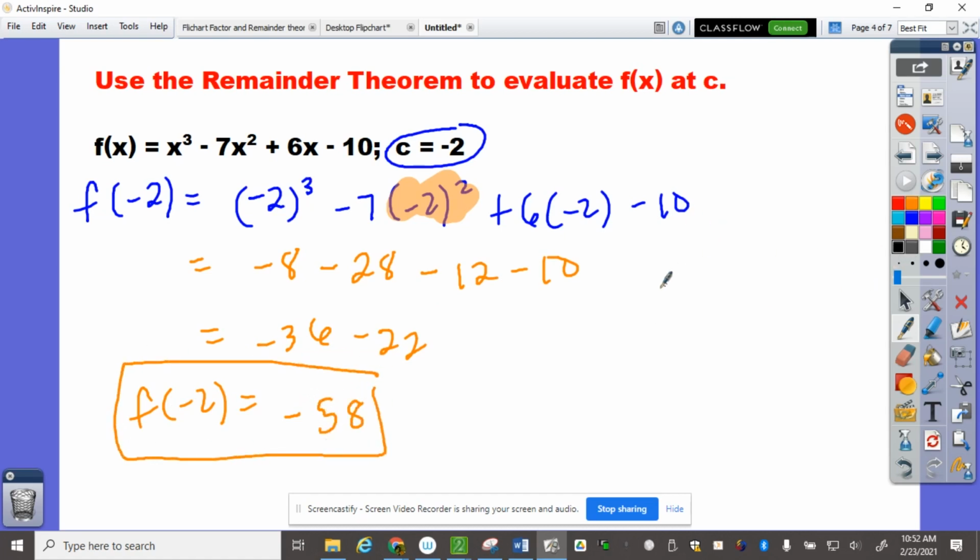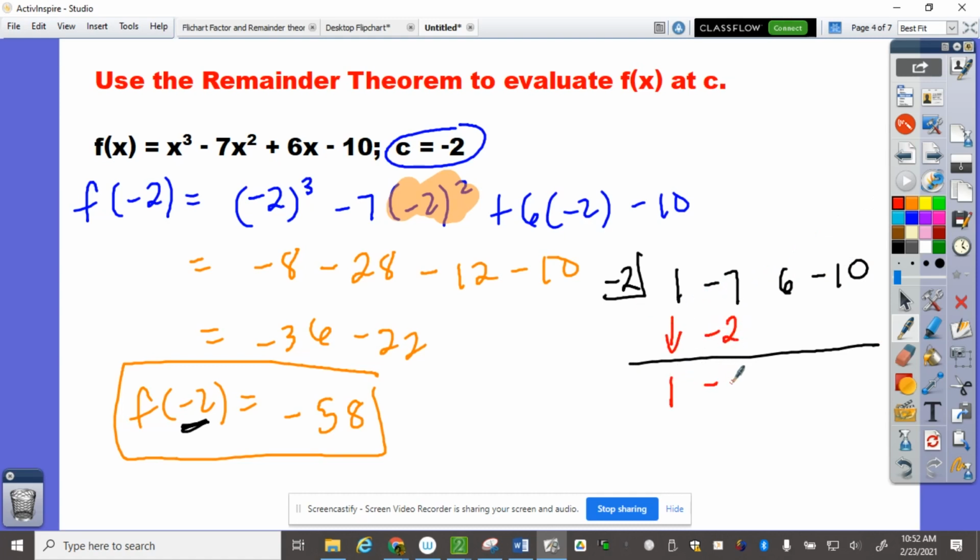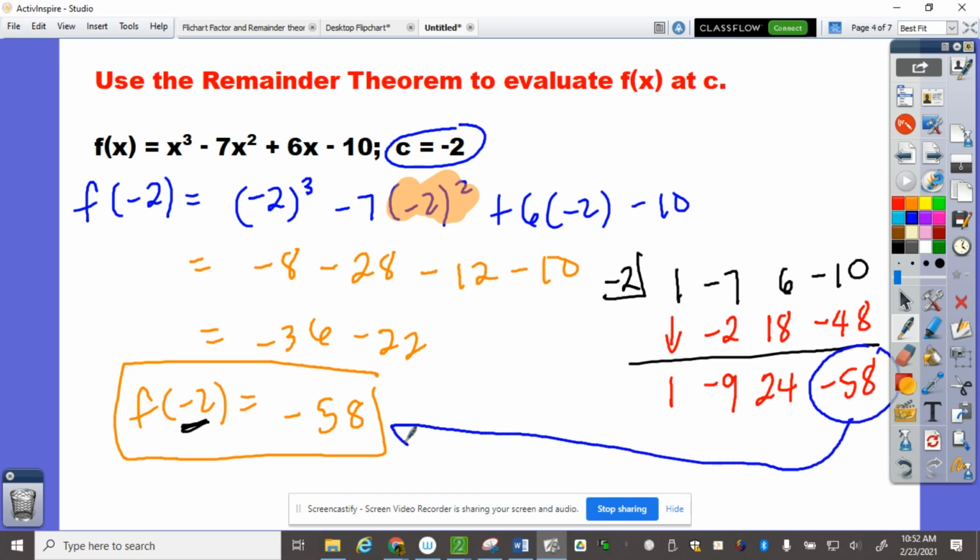The meaning of that is, if we use synthetic division with negative 2 as our in-house number, we should get a remainder of negative 58. Let's do it. So 1, negative 7, 6, negative 10. We drop the 1 here. 1 times negative 2 is negative 2. This will give you negative 9. Negative 9 times negative 2 is positive 18. 6 plus 18 is 24. 24 times negative 2 is negative 48. Negative 10 minus 48 is negative 58. The last number there represents our remainder, which is the same thing as when we evaluate f of negative 2. And that shows us the remainder theorem.